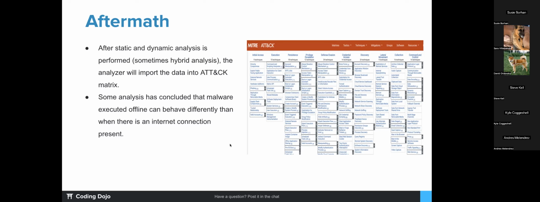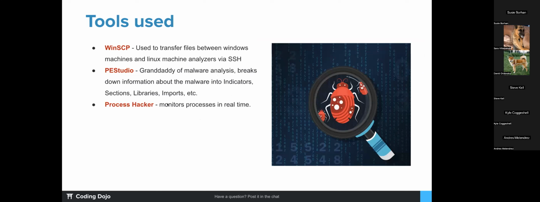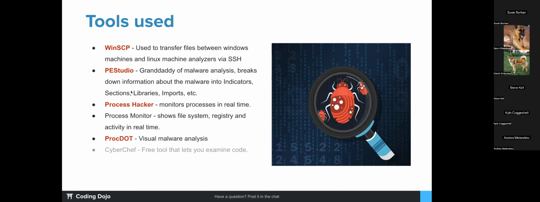Until it meets that controller system, it wasn't going to work. So after everything, we'll look at VirusTotal, and VirusTotal would actually bring in some MITRE ATT&CK matrix information. So we are going to look at that when we are done. And then the tools that we'll be using today: WinSCP, PE Studio, Process Hacker, ProcDot. We will not use ProcDot today, but we're going to use CyberChef, Fitla.